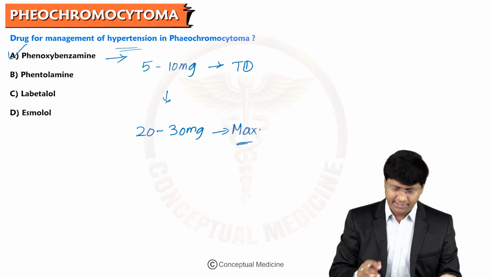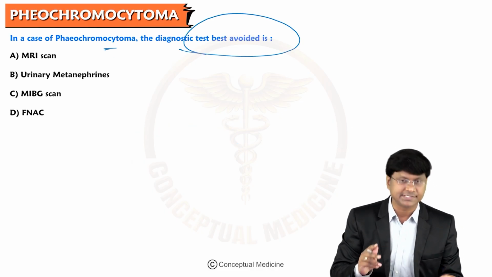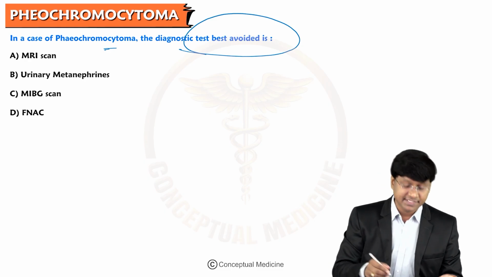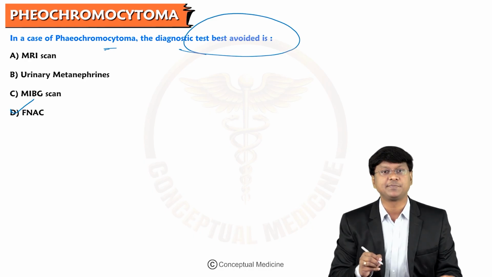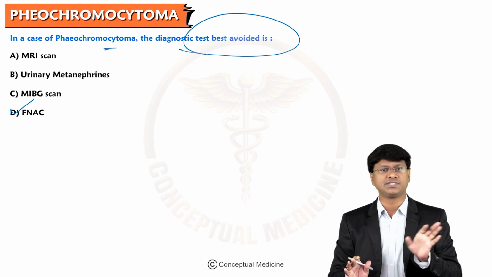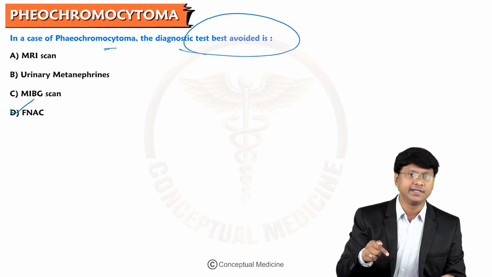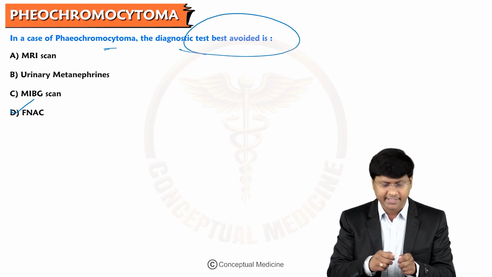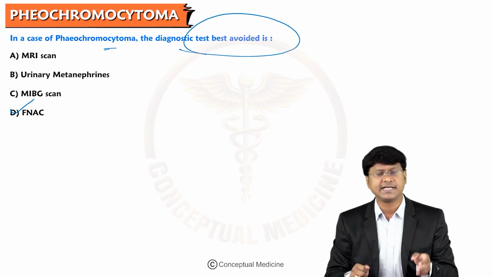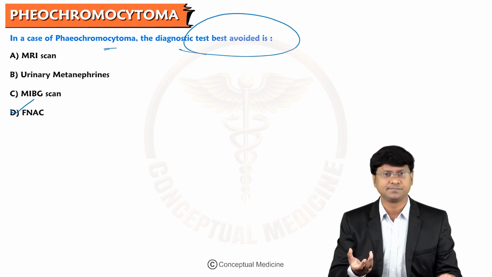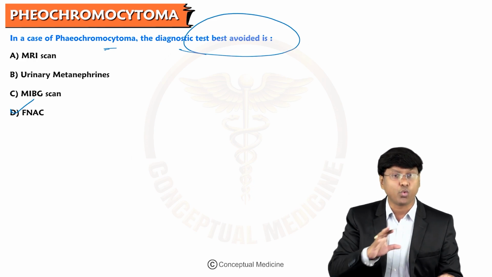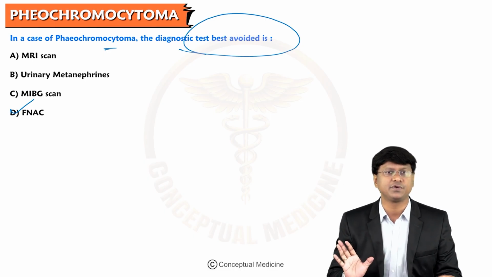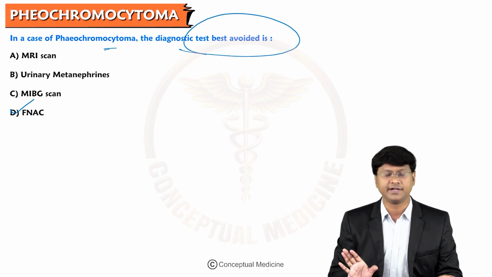And one important last question: in case of pheochromocytoma, which diagnostic test should be avoided? MRI scan, urinary metanephrines, MIBG scan, FNAC. FNAC should be avoided. Now, why should FNAC be avoided? See, this is a simple logical question. When you are putting a needle in a tumor which is deep inside the medulla, whenever you try to aspirate the medullary contents, there is a high chance that the medulla can release the catecholamines, which is like a volcano waiting to explode. So please remember, FNAC should never be done in patients with pheochromocytoma. That is a very important point related to pheochromocytoma.